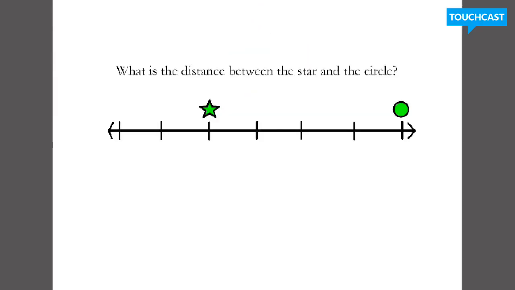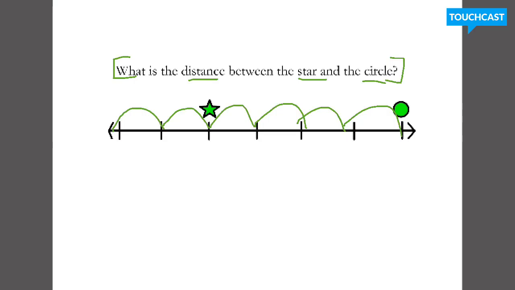All right, last but not least, this is the same question. The circle and the star have just moved a little. What is the distance between the star and the circle? Go ahead and solve. Good luck. All right, let's take a look. So once again, 1, 2, 3, 4, 5, and 6.